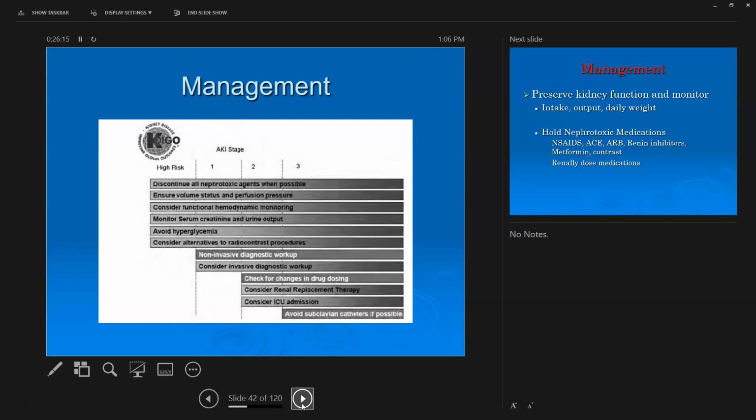I thought this was a helpful slide. As we talked about the different stages, a lot of times you don't see it. But this is a nice snapshot of a management approach to patients that have acute kidney injury. Obviously, discontinuing all medications that are nephrotoxic is important. Ensuring their volume status and their perfusion is appropriate. Monitoring their creatinine and their urine output. Avoiding hyperglycemia, that's more like an ICU level of care thing. And not giving them contrast if you can avoid it.